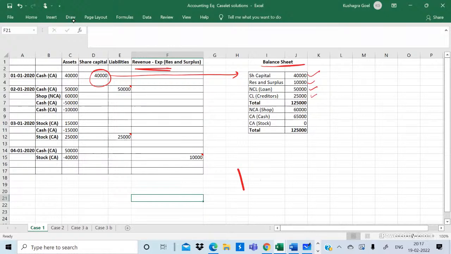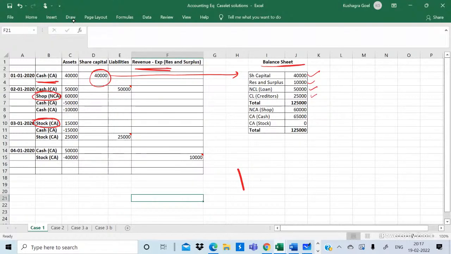I have the share capital, I have the profits or losses that I've made, and I've got my liabilities, be it long-term liabilities or short-term liabilities. Now I can move to the asset side and incorporate that in my balance sheet. So let's look at the different assets that I have. One asset is cash. The other one is the shop. Then I have stock. So these are the three assets that I have on the asset side.